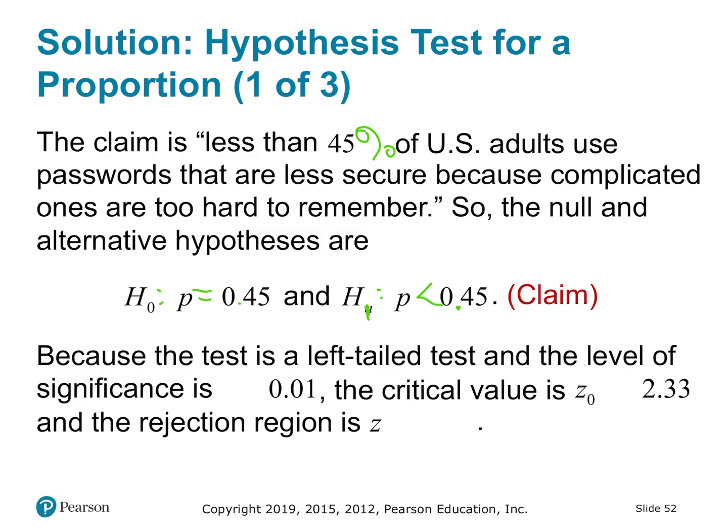Because the test is a left-tail test, and the level of significance is alpha equaling 0.01, the critical value is z equals negative 2.33. The rejection region would be z less than that particular strong negative value.